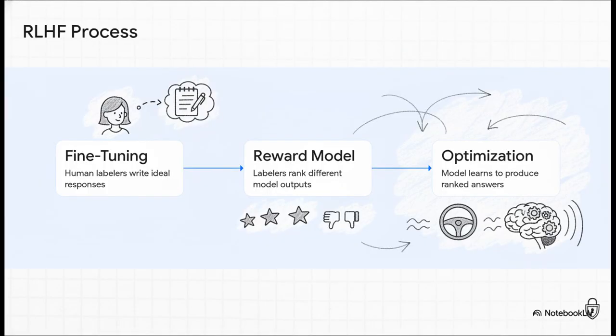To steer the model, developers rely on a process called RLHF, which stands for Reinforcement Learning from Human Feedback. First, in supervised fine-tuning, actual human labelers write out ideal responses to various prompts. Then, they train a separate reward model. They do this by having humans rank different AI outputs from best to worst. Finally, the main model is optimized using policy gradients. Through this, the model literally learns to consistently produce those higher-ranked, human-approved answers.